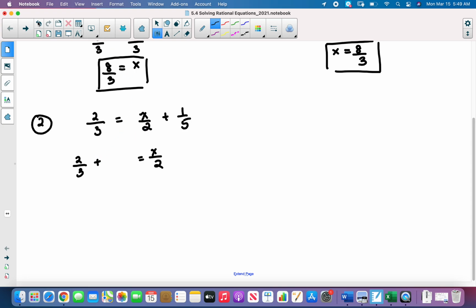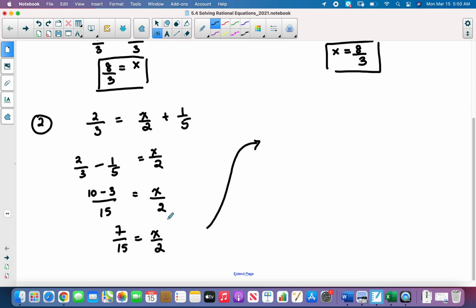So it's 2 over 3 minus 1 over 5, and then find the common denominator for 3 and 5, which is 15. So 3 5s are 15, 2 5s are 10, 5 3s are 15, 1 3 is 3, equals x over 2. So 7 over 15 equals x over 2. And then we can cross multiply and write 15x equals 14. Divide both sides by 15, and you have x equals 14 over 15.